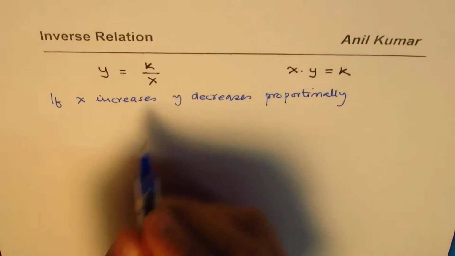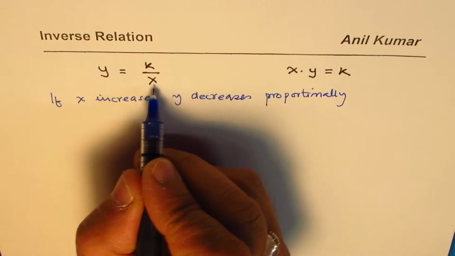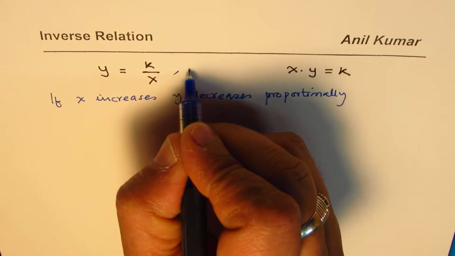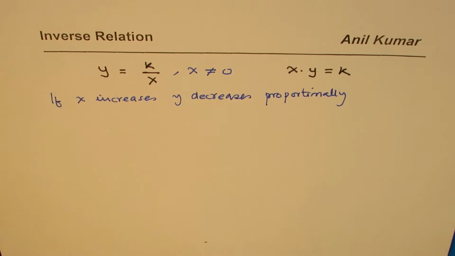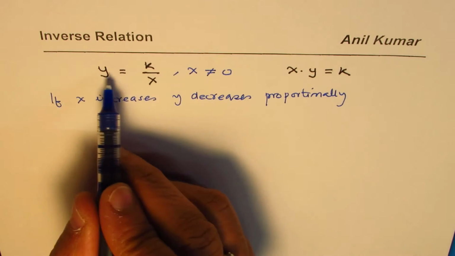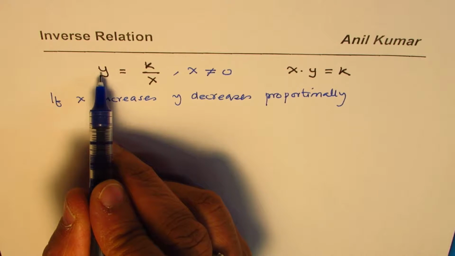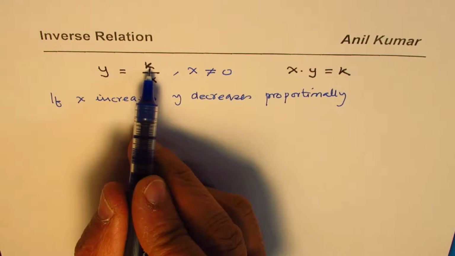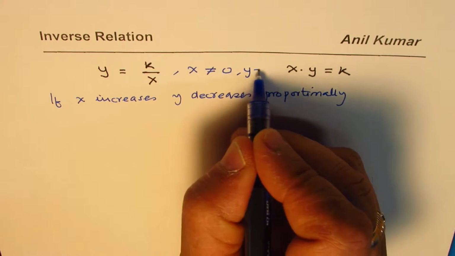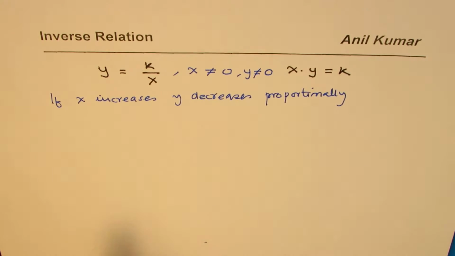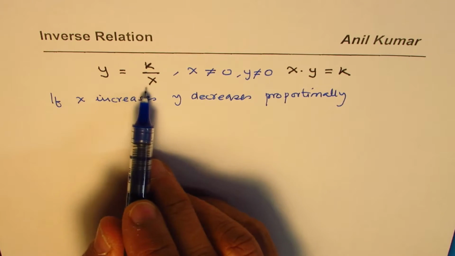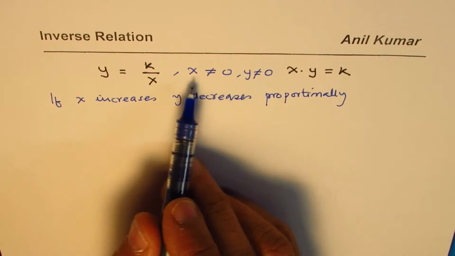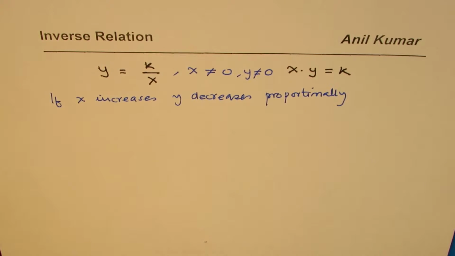And remember here in this equation, since x comes in the denominator, we should write that x is not equal to 0. x cannot be 0. Also, you could have written this as x is inverse to y, so y will also never be equal to 0. So that is important to understand. In inverse relation, the two variables we're talking about cannot be 0, right? This is very important to understand.